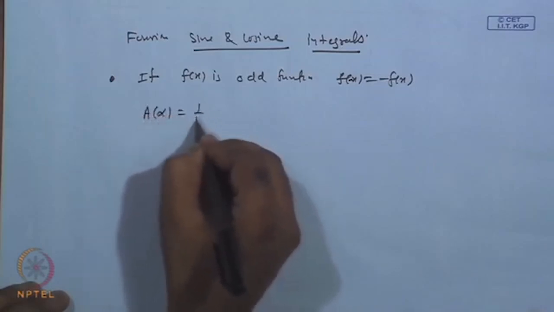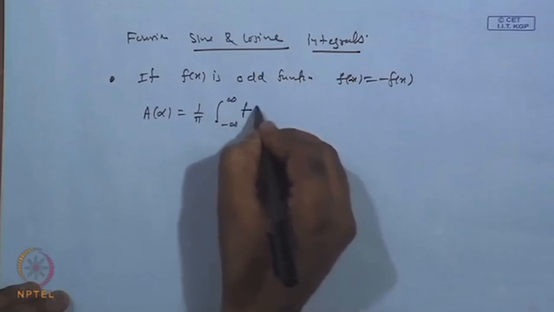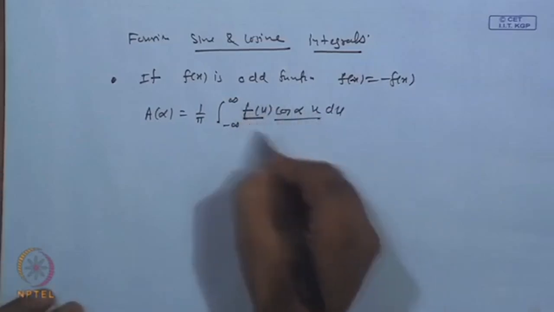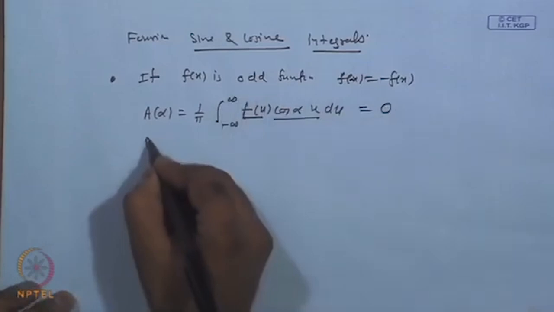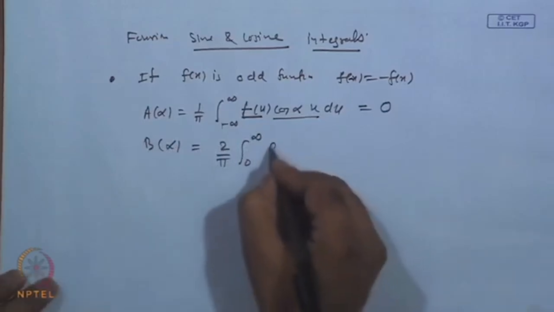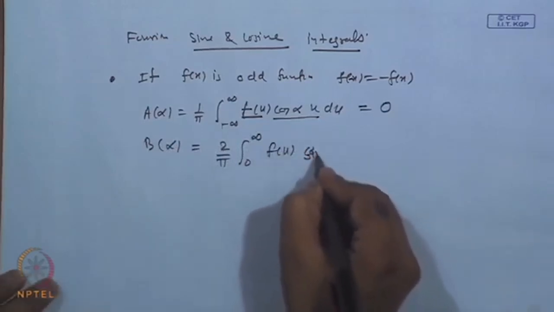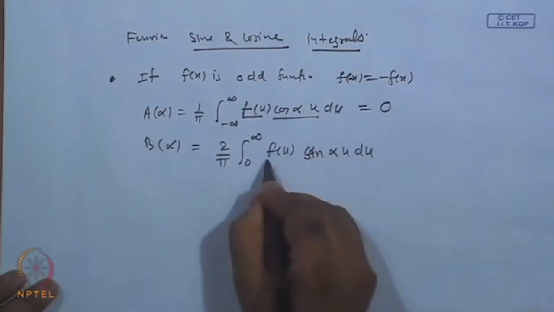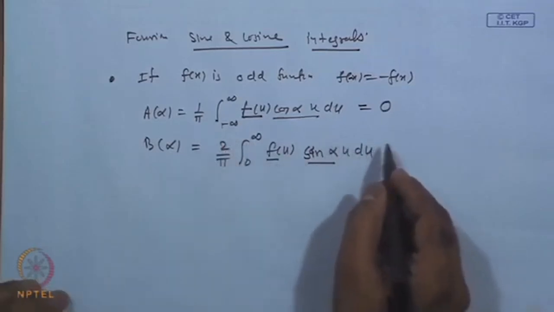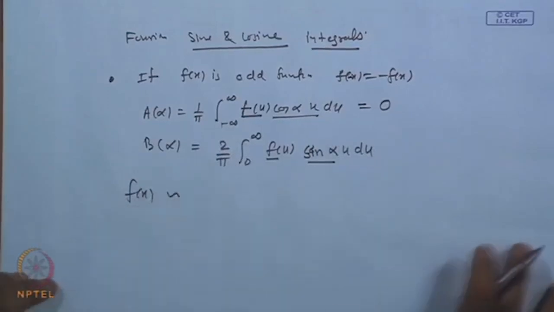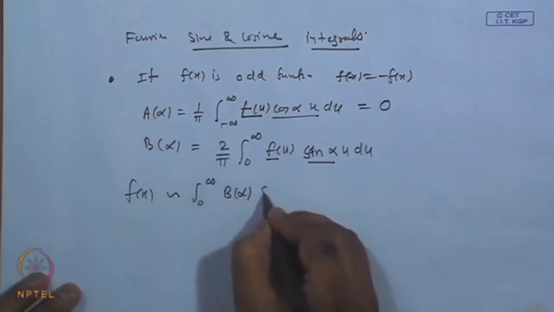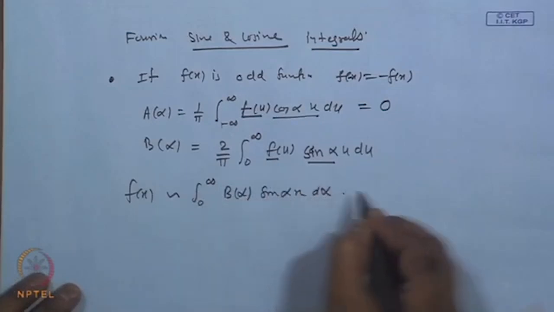In that case, for this A(alpha), we have the integral from minus infinity to plus infinity of f(u) cos(alpha u) du. So, f is odd and this is even, so we have an odd integrand, and minus infinity to plus infinity will give 0. And this B(alpha) will be 2 over pi times the integral from 0 to infinity, instead of minus infinity to plus infinity, because now the integrand is an even function: f(u) sin(alpha u) du. This is odd and this is odd, so we have an even function. So, the integral will be 2 over pi of f(u) sin(alpha u) du. In that case, the Fourier sine representation of that function will be given by the integral from 0 to infinity of B(alpha) sin(alpha x) d alpha.